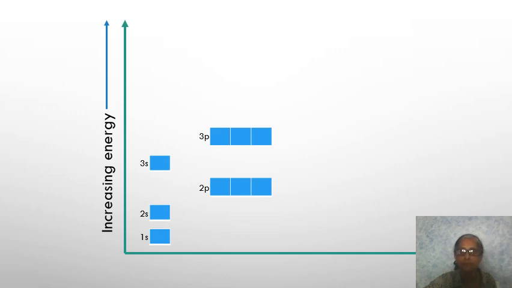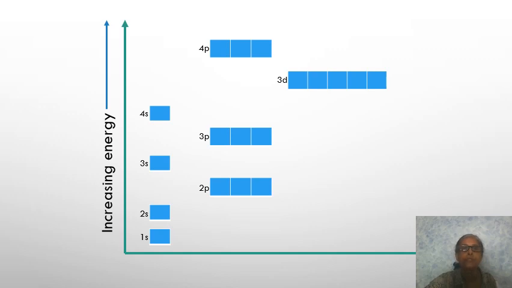Is it 3d? No. The next one is 4s. And then only 3d comes, because 4s has a lower energy level than 3d. Remember that 4s has a lower energy level than 3d. So the electrons will go to 4s and then only to 3d to get filled up. Then comes 4p and the next one is 5s. You need to know only this much now.